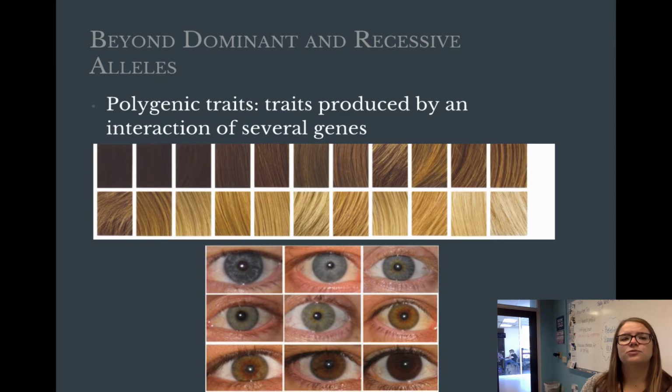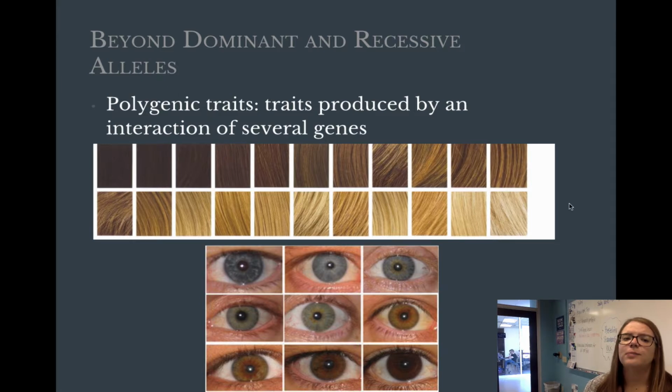Same idea with eyes, right? Just because someone has blue eyes doesn't mean their eyes are the exact same shade of blue. The reason for that is that the traits are made by more than one gene, right? So poly meaning multiple, genic meaning gene. So these are traits that are determined by more than one gene.